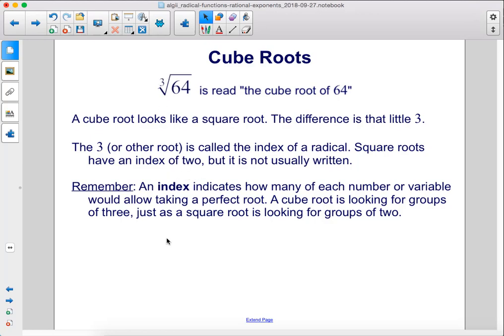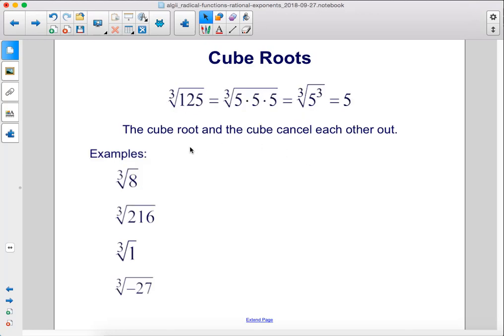Remember, an index indicates how many of each number or variable would allow taking a perfect root. A cube root is looking for groups of 3, just as a square root is looking for groups of 2. The cube root and the cube cancel each other out. So if we have the cube root of 125, we could rewrite 125 as 5 cubed. And then this cube and that cube root would cancel out, leaving us with 5.